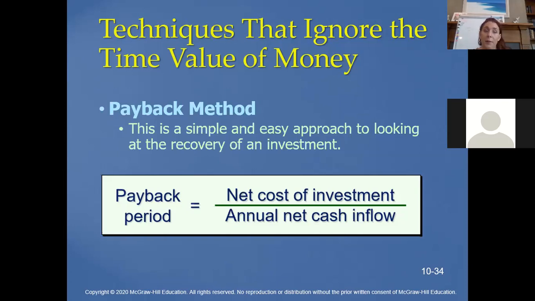The first one, the payback method, is very simple. It's just the net cost of the investment divided by your annual net cash flow. This tells you how long it's going to take to get your investment back. For example, let's say you're interested in buying real estate and renting it out. You take your down payment and divide it by your annual net cash flow. So if you net $200 a month, your annual net cash flow would be $2,400. It tells you how long it's going to take to get your money back.